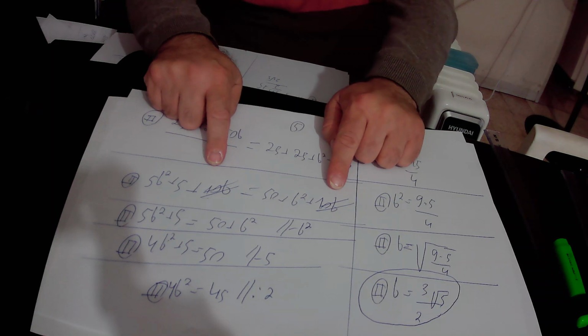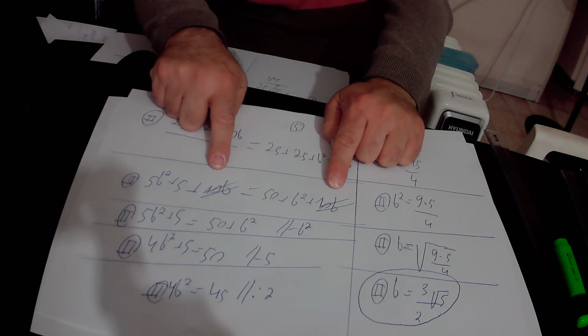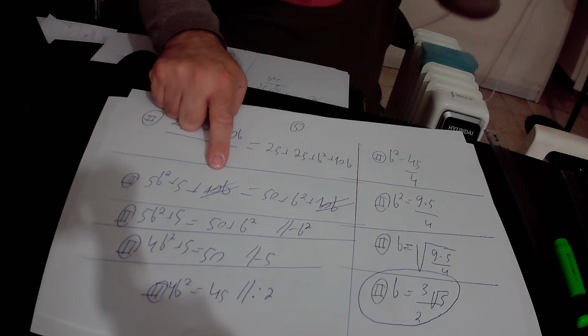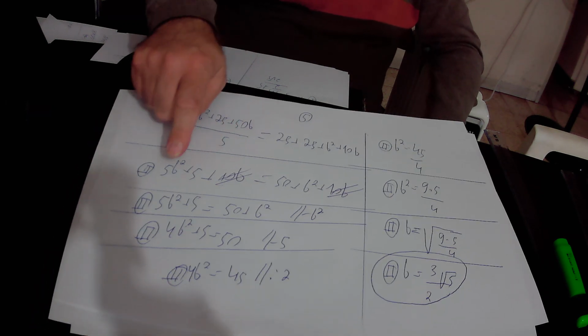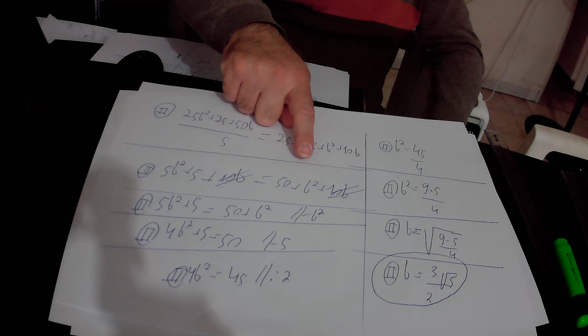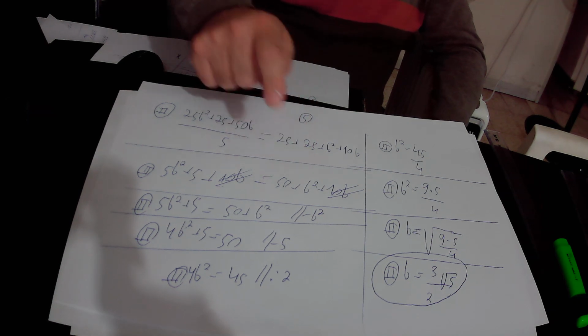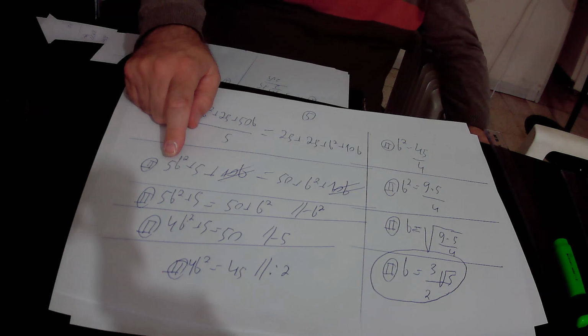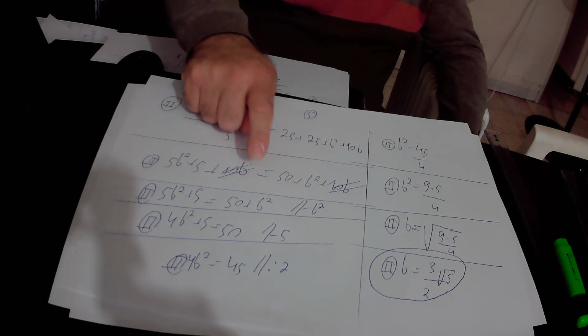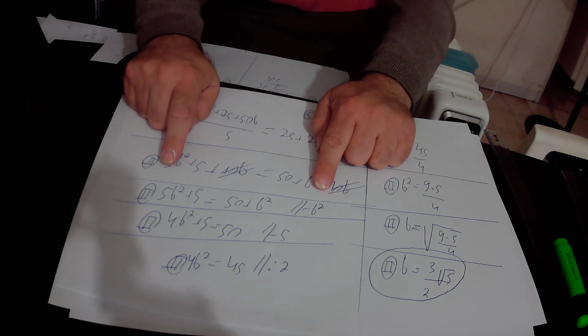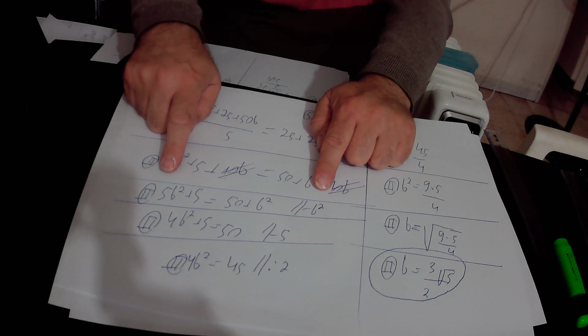Here we have 10b on both sides of the equation, so 10b will get cancelled. On this side, after cancelling 10b, we are left with 5b squared plus 5. On the other side, we are left with 50 plus b squared. So in conclusion, according to equation number 2, 5b squared plus 5 equals 50 plus b squared. Here we subtracted b squared from the equation and found that 5b squared minus b squared is 4b squared.